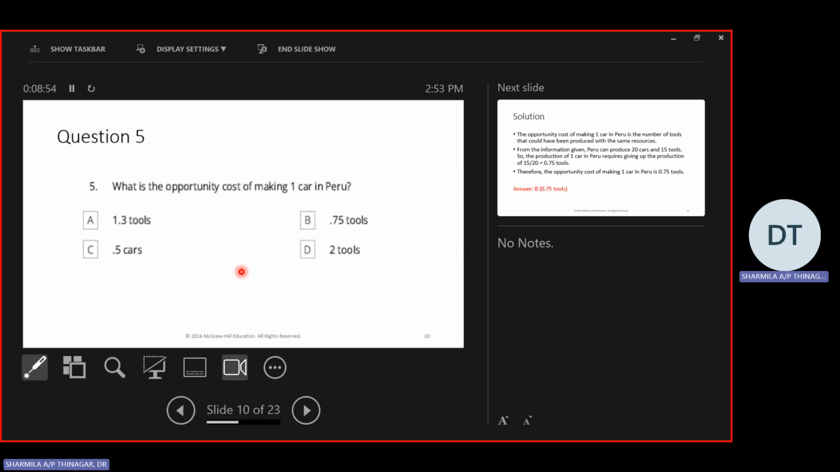How about the opportunity cost of making one car in Peru? Means how much we are leaving behind about another product, right? So this one you have to calculate also. Opportunity cost of making one car. Because opportunity cost you can calculate for all, right? Comparatively, then you will find one, right? So this one in Peru for one car.